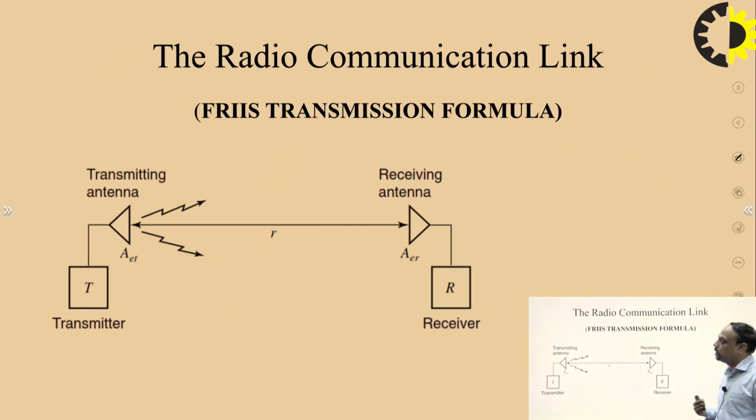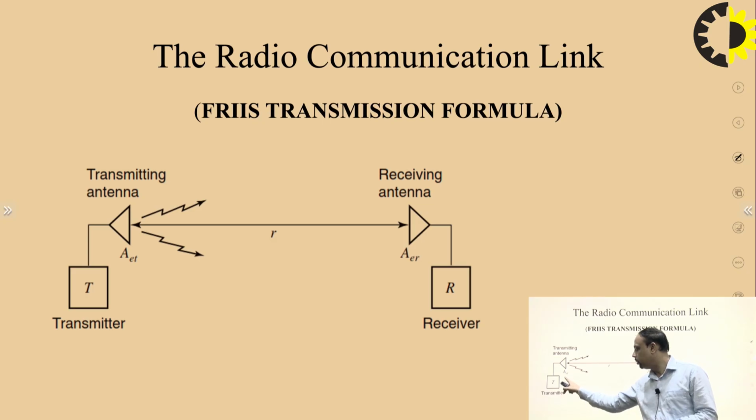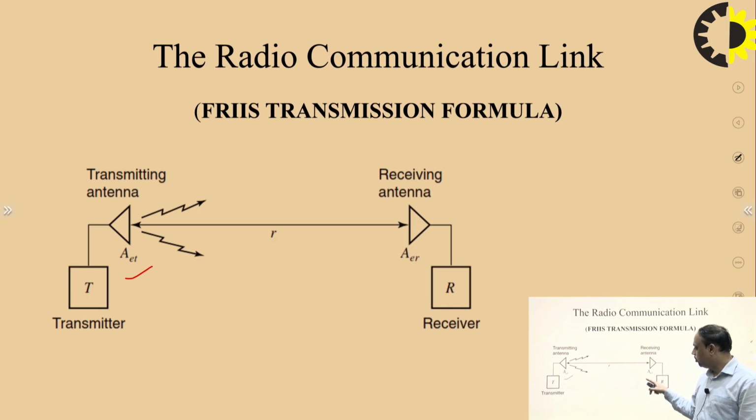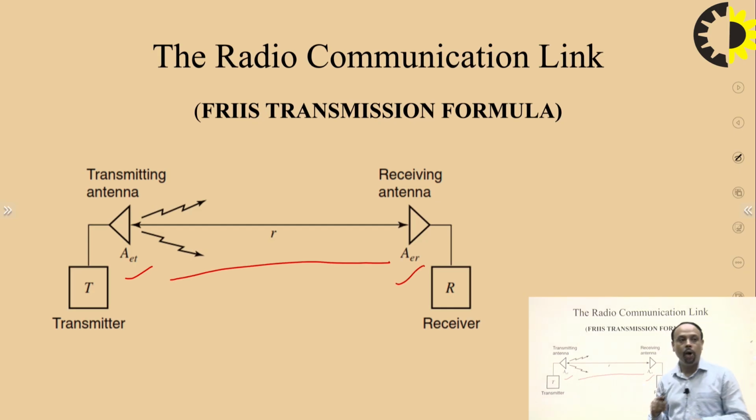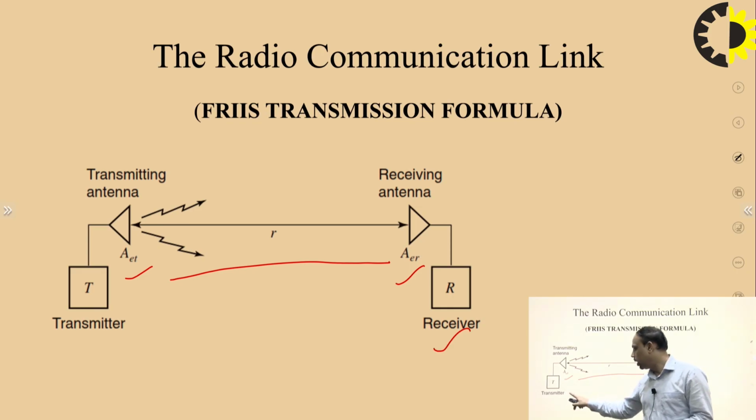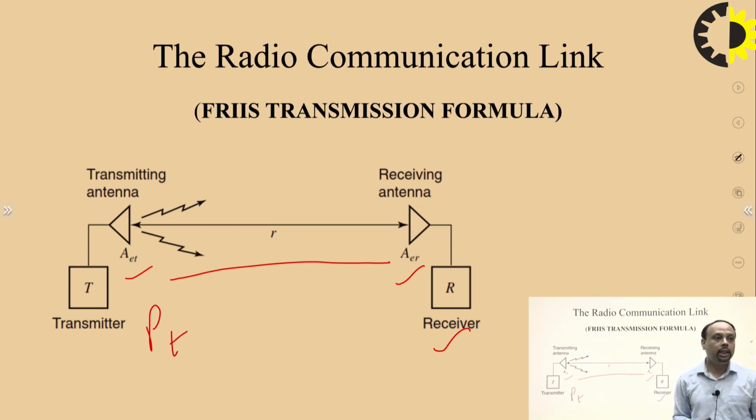Now the Friis transmission formula. The Friis transmission formula suggests the amount of power that is transmitted from the transmitting antenna and received by the receiving antenna. If the gap between the antennas is R, then how much power is received at the receiving antenna when a particular amount of power, let's suppose PT, is transmitted from the transmitting antenna. Then the calculation of power that is transmitted or received by the transmitting and receiving antenna at a distance R from each other.